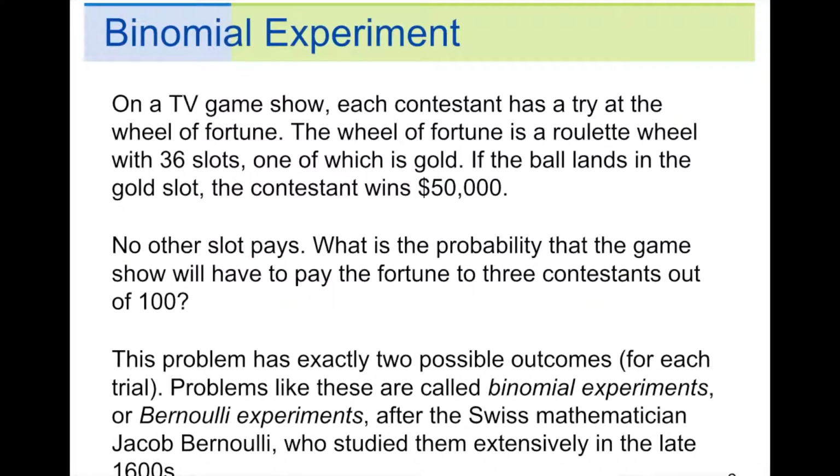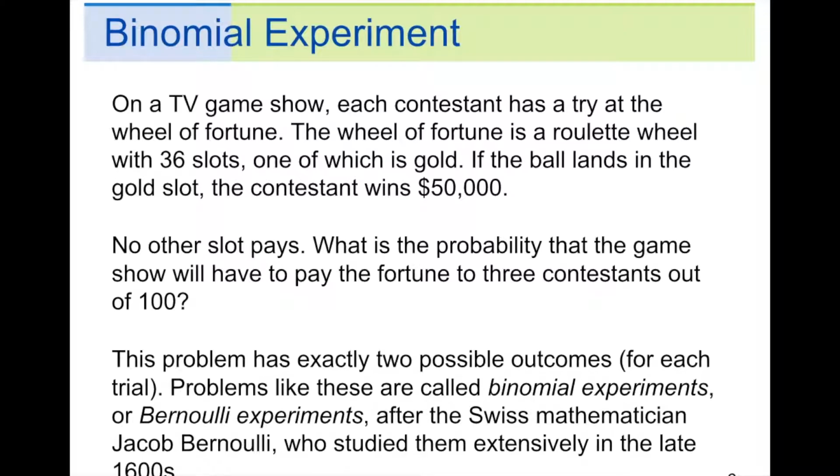Binomial experiment. On a TV game show, each contestant has a try at the Wheel of Fortune. The Wheel of Fortune is a roulette wheel with 36 slots, one of which is gold. If the ball lands on the gold slot, the contestant wins $50,000. No other slot pays. What is the probability that the game show will have to pay the fortune to 3 contestants out of 100?